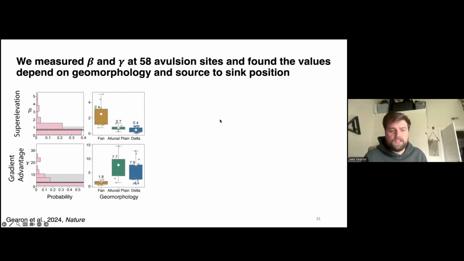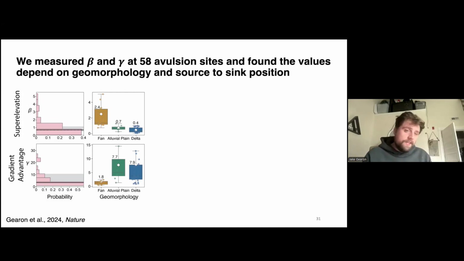But what about from source to sink? So here I'm bringing back these three pretty broad categories based on geomorphology. These are the fans that happen at the beginning of the transport system, the alluvial plain rivers in the middle, and then of course our deltaic rivers at the end of the transport system. What you'll notice is that for super elevation, we have very high values for fans, a mean value of over 2. Remember, the theoretical value is 1. But as you move down the transport system towards alluvial plains and deltaic rivers, that value drops. We go from 0.7 to 0.4.